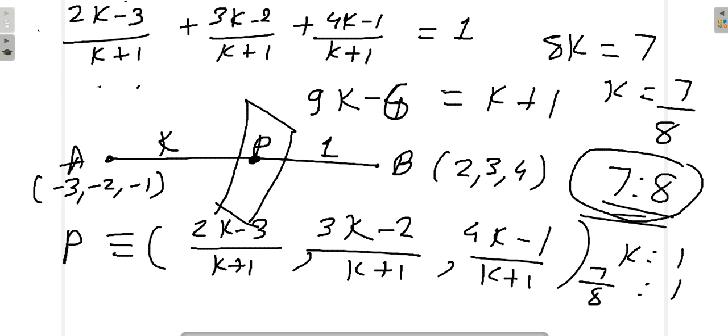So what we did here is we obtained the point P, and then we used the funda that P lies on the plane. We put it in the equation of the plane and we got the value of k.